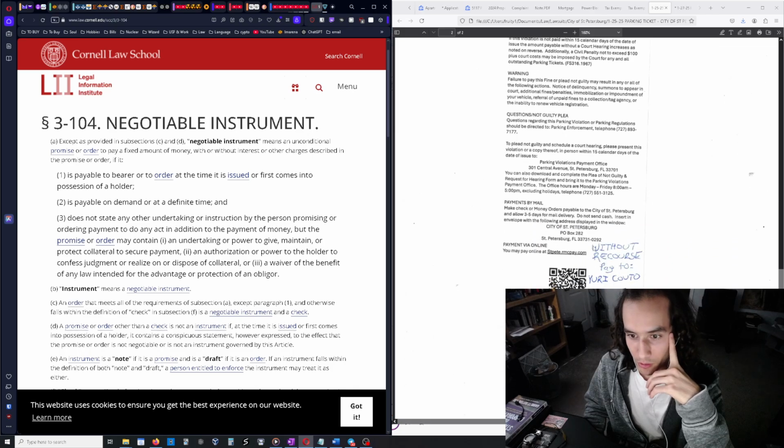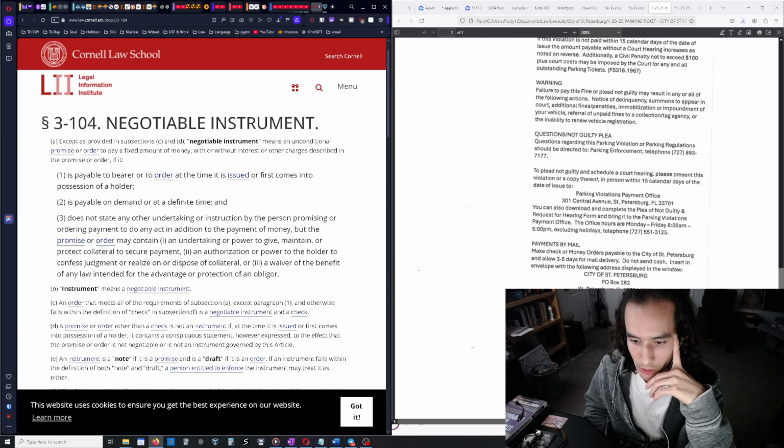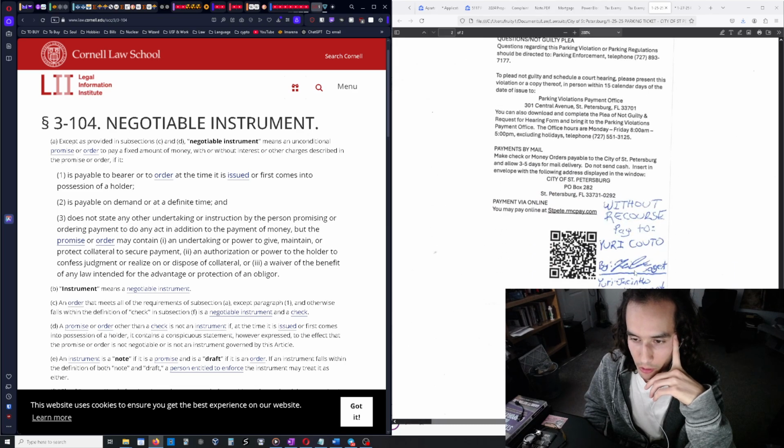But yeah, so you write "without recourse, pay to" your name and sign it. Okay, "by." You have to write "by." I'm going to zoom in here. "By Yuri Kodo," just sign your name, comma, agent. And underneath that you can write your printed name in lowercase letters. This is important: lowercase letters. I put a little hyphen between my middle name and my first name. You can do that.